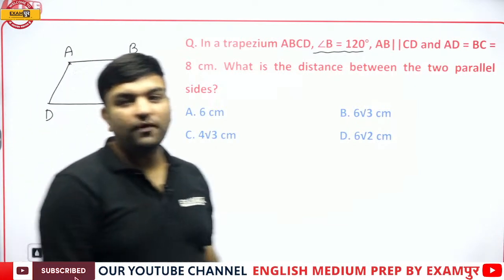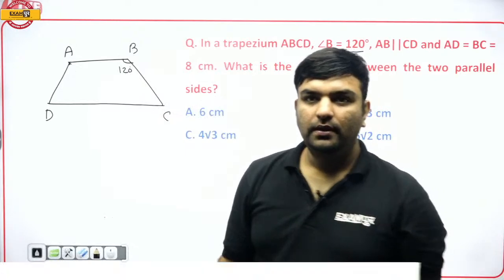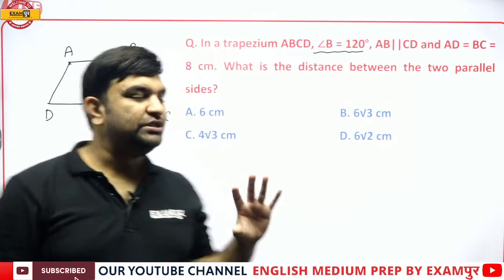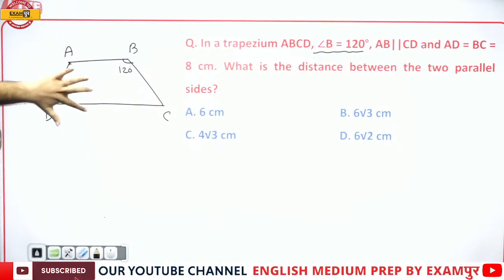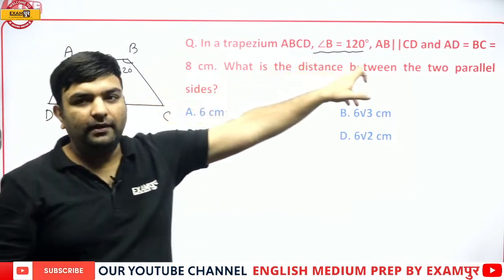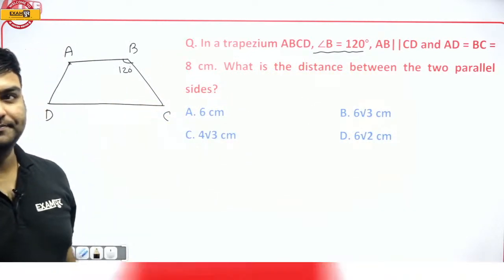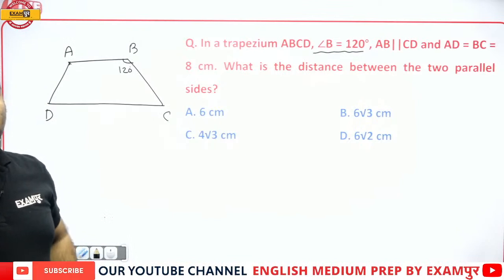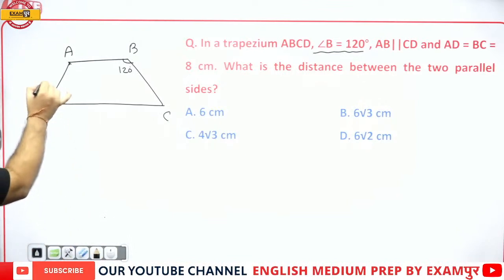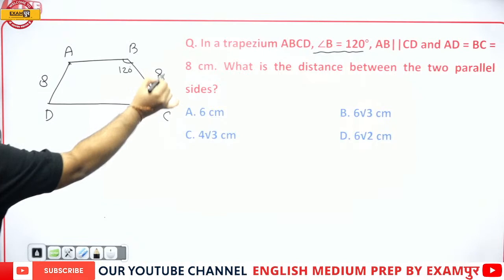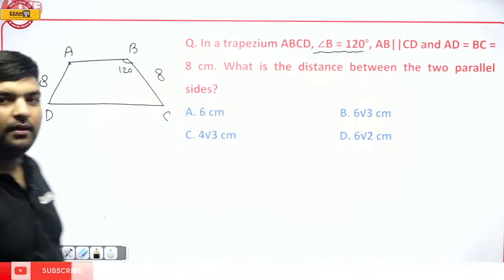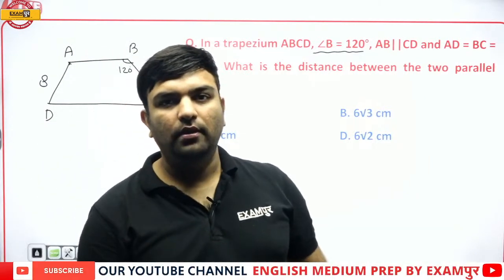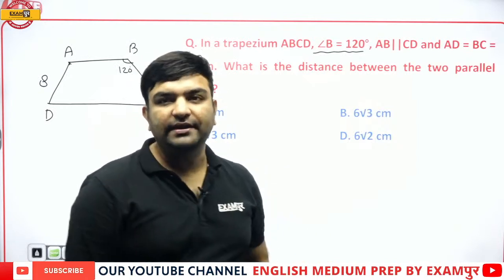There is the importance of drawing the diagram over here as well. I have to maintain AB parallel to CD. I maintained AB parallel to CD and I maintained angle B as 120 as well. AD is equal to BC is 8. The non-parallel sides are equal.